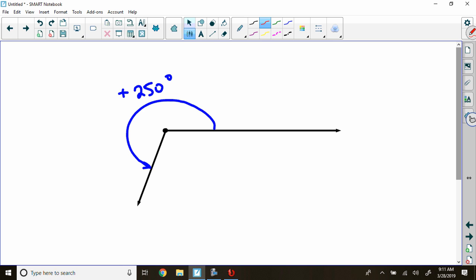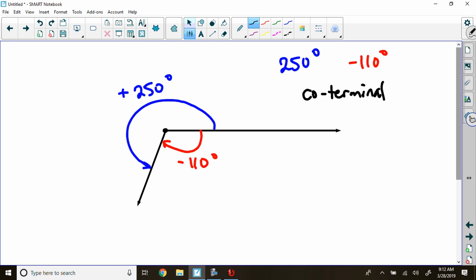But if I measure that angle going this direction, it's a little bit bigger than 90 degrees, but it has a negative measure to it. It's 20 degrees past 90, so it'd be negative 110. So what we would say then about a 250 degree angle and a negative 110 degree angle is that they are co-terminal. They terminate in the same place. They're really the same angle. It's just a different way of measuring it.